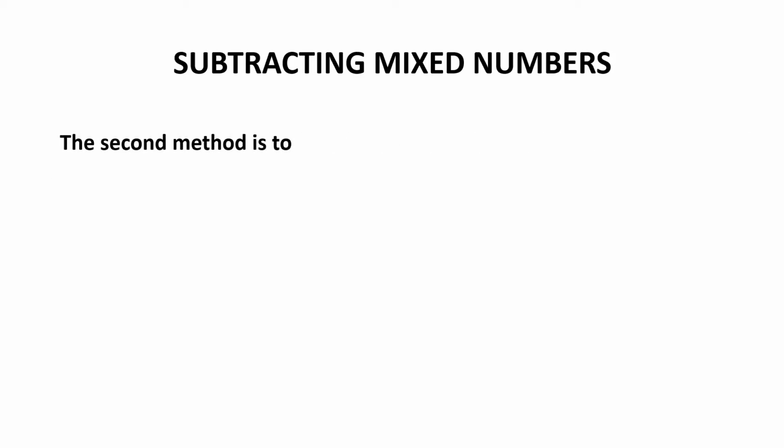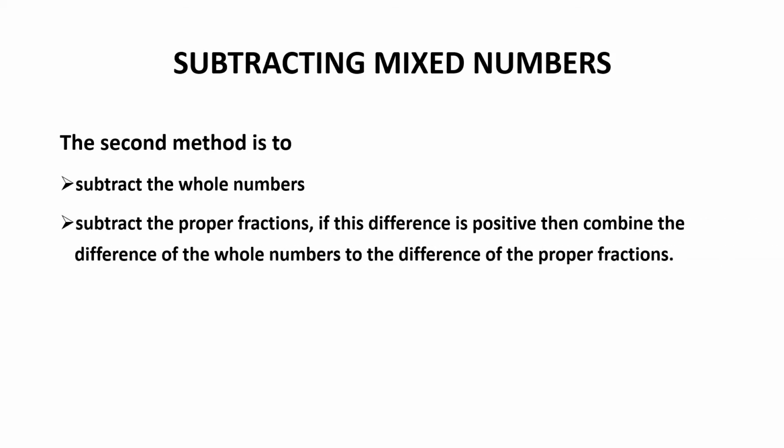The second method has a couple of steps. First, we are going to subtract the whole numbers. So we actually group the whole numbers and group the proper fractions. We subtract the whole numbers, then we subtract the proper fractions. If this difference for the proper fraction is positive, then we just put the two results together and that gives us our answer.